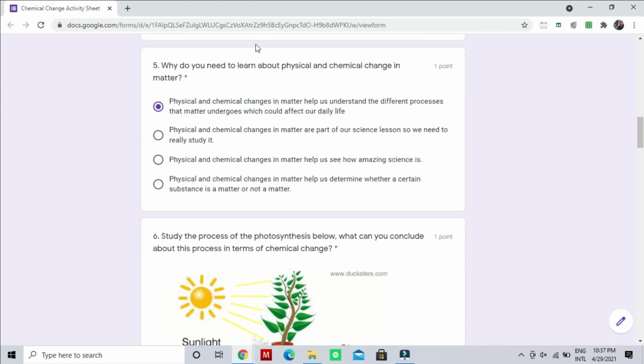Question number 5. Why do you need to learn about physical and chemical change in matter? The correct answer is physical and chemical changes in matter help us understand the different processes that matter undergoes which could affect our daily life.